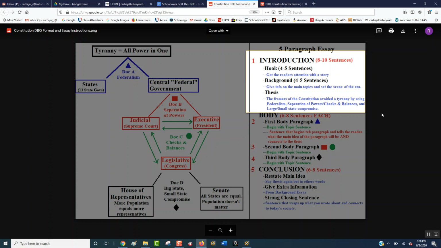Then in the background is where you bring in the idea that abuse of power is where you have a tyranny, and you talk about how the colonists had a tyrant, which was King George, and how he abused their power, and how they wanted to fight back. And when they finally won the war and they wanted to write the Constitution, it was a big deal to avoid tyranny. Then in the thesis, you tell me how they avoided tyranny, which is that they did federalism, separation of powers, checks and balances, and large state, small state compromise. That is due on a Google Doc by Monday at 10 p.m.